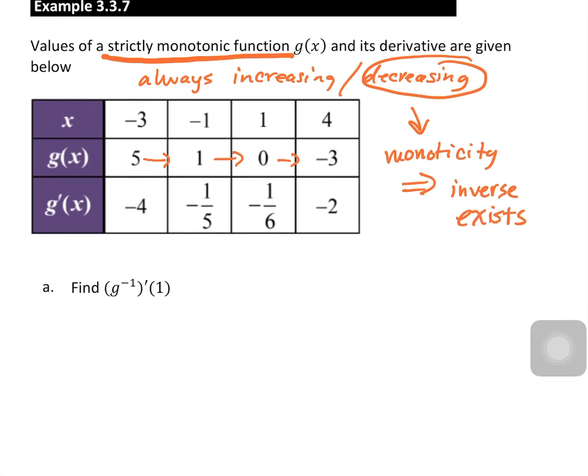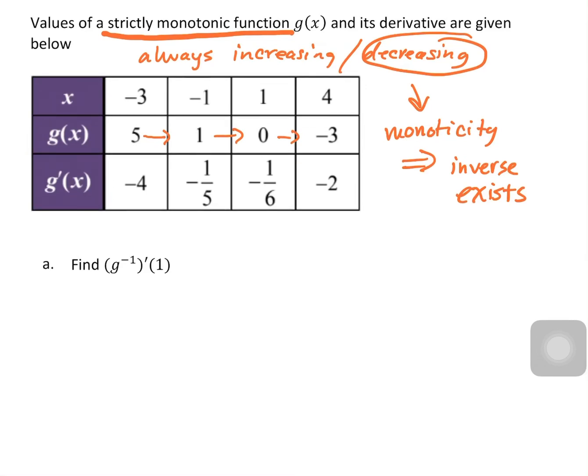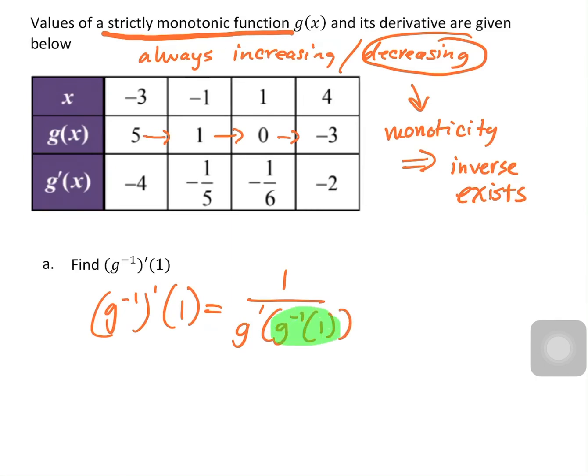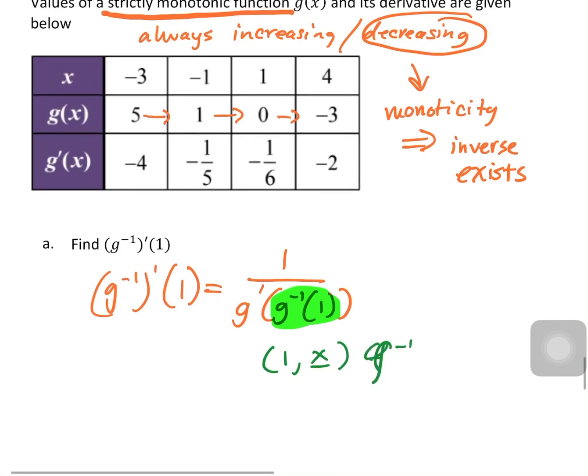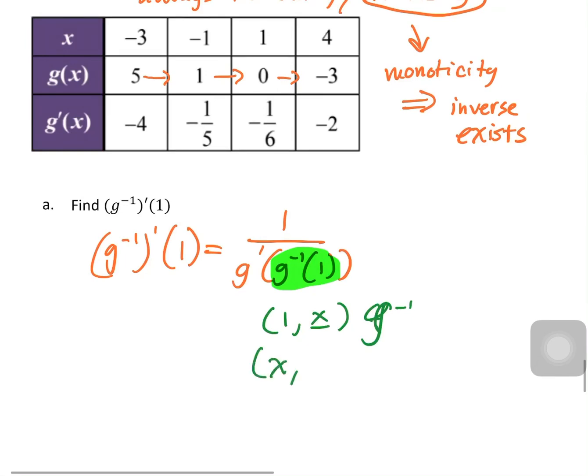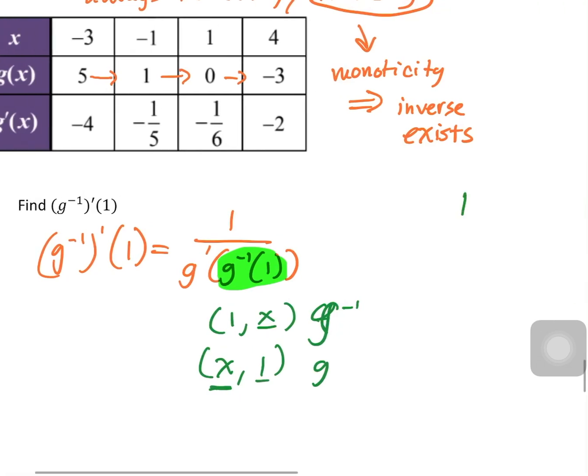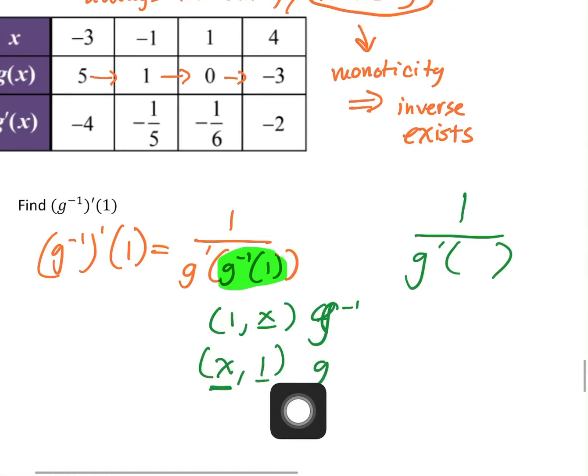Okay, and so if I want to find g inverse prime of 1, g inverse prime of 1 would be equal to 1 over g prime of g inverse of 1. Now again, let's talk about this g inverse of 1. Well, g inverse of 1, if I put 1 into the inverse, I would get the x value that went into the original function g. So I want to know what value of x gets me a g value of 1 in the table.